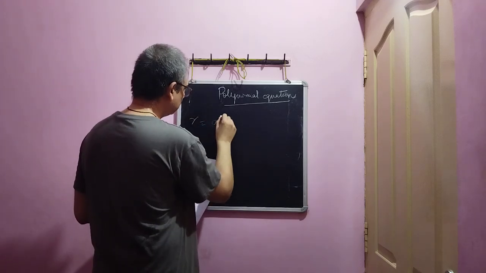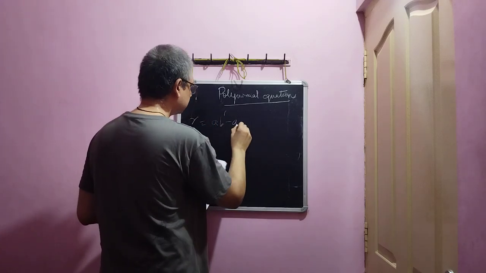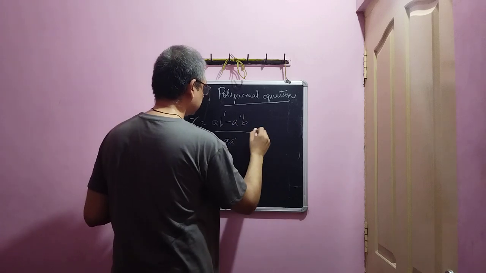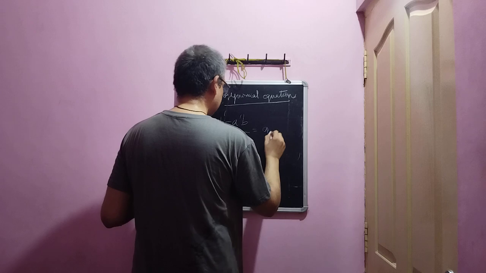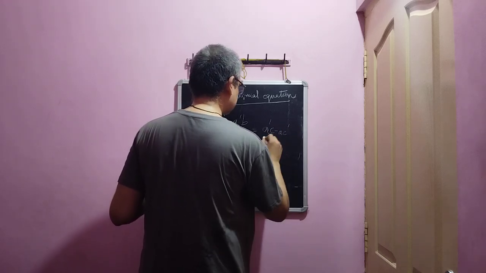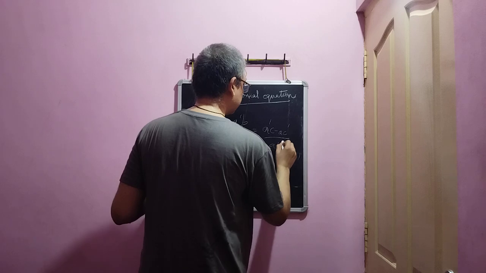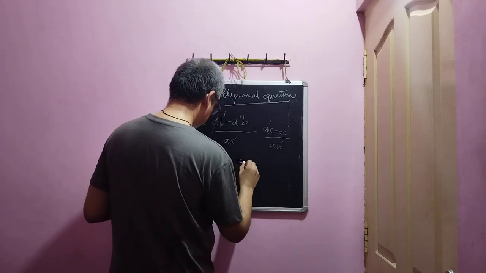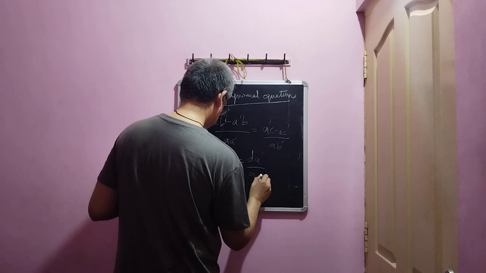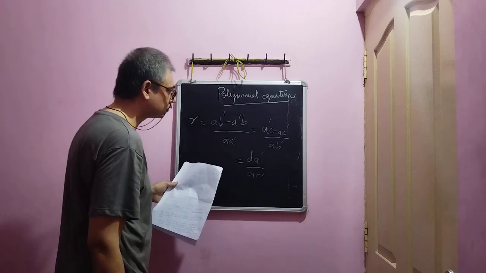Gamma equals (ab dash minus a dash b) by a dash, which is equal to (a dash c minus ac dash) by (ab dash), which in turn is also equal to (dA dash) by (AC dash).